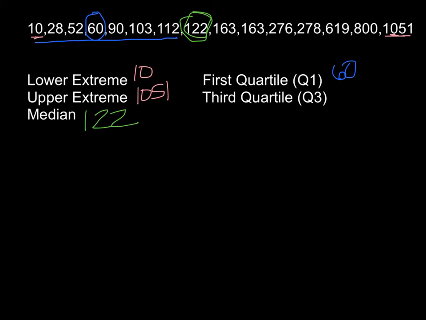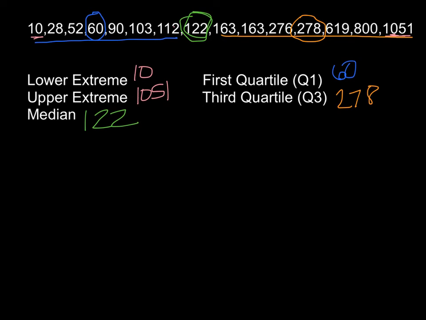Finally, we're going to find the third quartile, which will be the median of this part of our data, the part underlined in orange. We have 7 data points, so our median is going to be the 1, 2, 3, 4th piece. We have 3 on each side of the 278, so 278 is our third quartile.